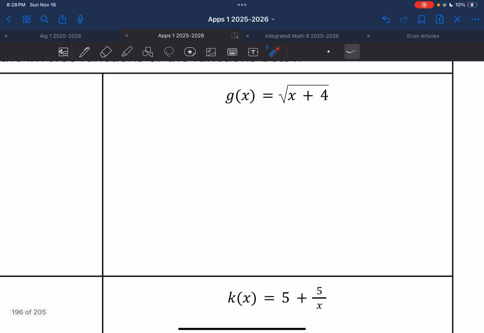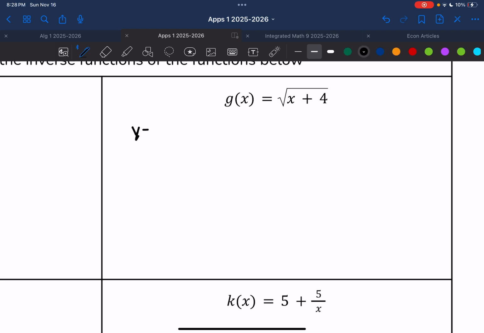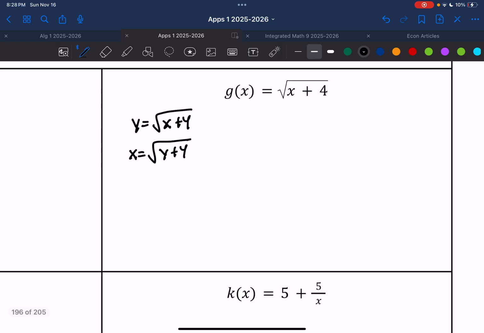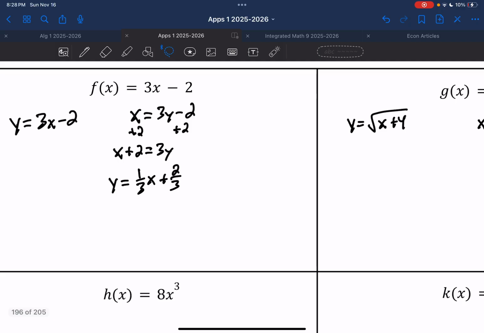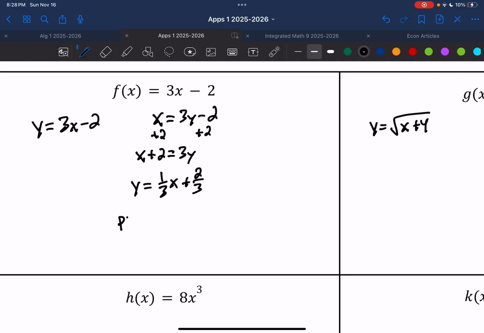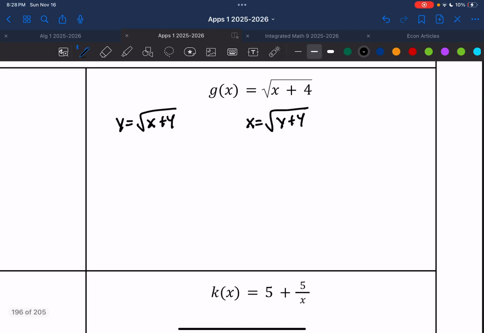All right, and we have g of x is equal to the square root of x plus 4. That means y is equal to the square root of x plus 4. That means x is equal to the square root of y plus 4, right? We have to switch x and y to find our inverse. And I'm going to rewrite this just for notational sake. f negative 1 of x is equal to 1/3 x plus 2 over 3. Okay, back to this one.